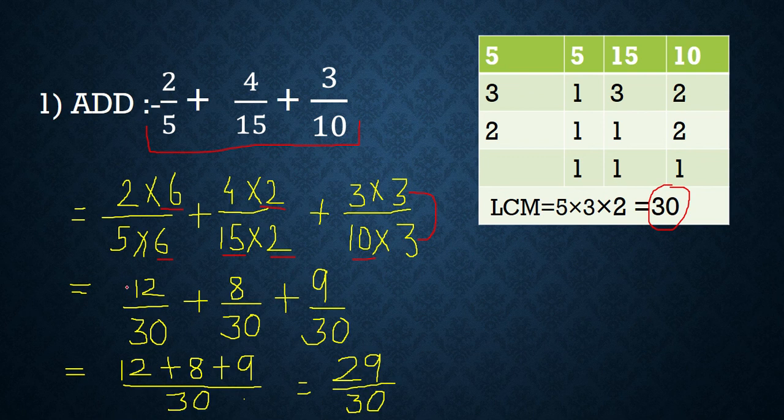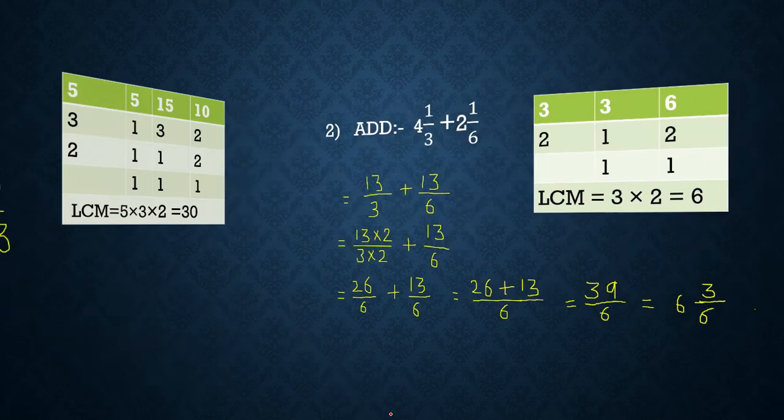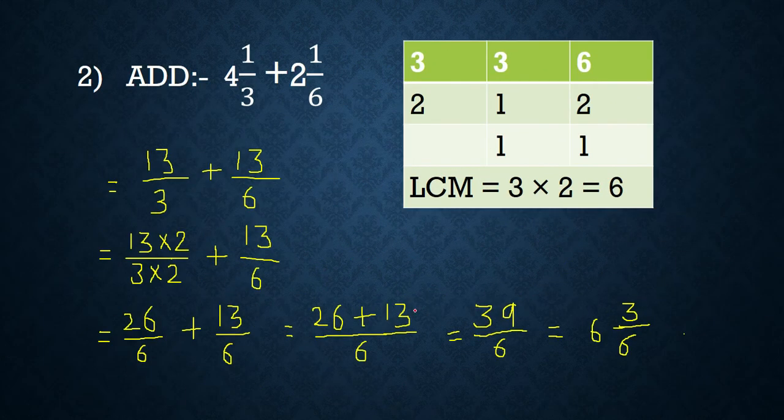By adding all these numerators, 12 plus 8 plus 9, we got 29 by 30, right? So this is our final answer. Now let's see mixed fraction addition. In a mixed fraction, first of all you have to multiply this. 3 multiplied by 4 is 12 plus 1. You have to add the numerator, right? You have to multiply the denominator and the whole number, and then you have to add the numerator, right?